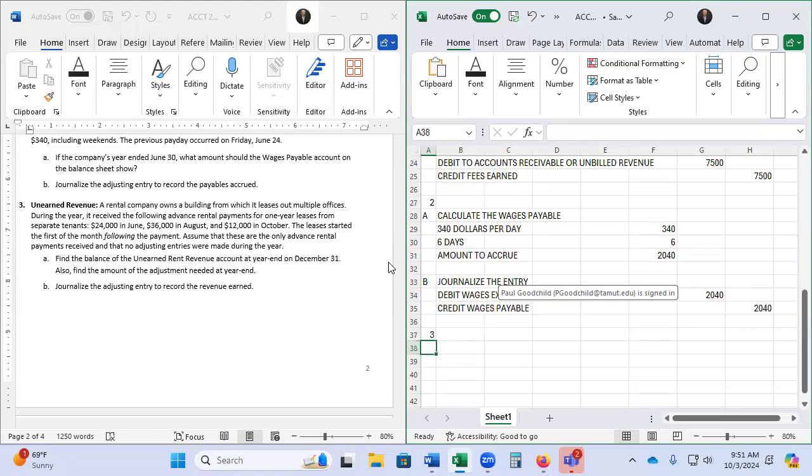The test is on Cengage. It's all multiple choice except for one, and the other one is like a fill in the blank. And you're putting dollar amounts in the appropriate categories.